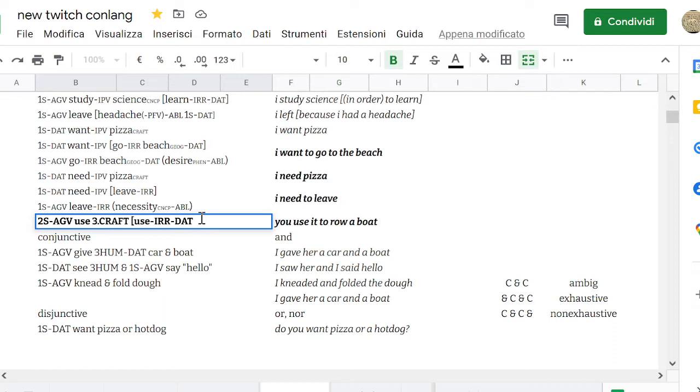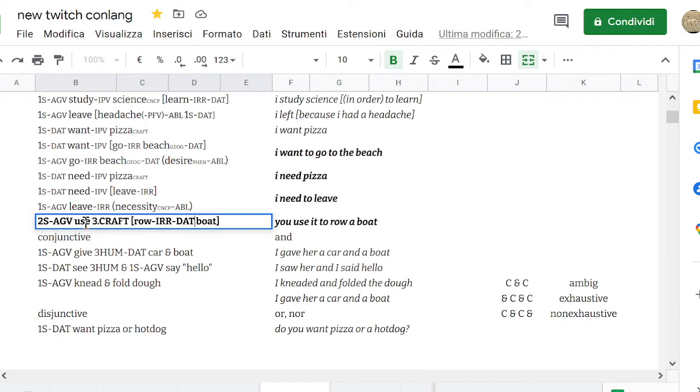But using it is the goal, or not use, what am I saying? Not use, row. Rowing is what you would be doing with it, sorry. And then boat is what you're rowing. In English, it's the object of row, but is it the patient of row? Is it what you row? You row a boat. Rowing is a specific kind of moving, and you are moving the boat. So I would say that boat is the patient of row. Yeah, so that is how that would go.